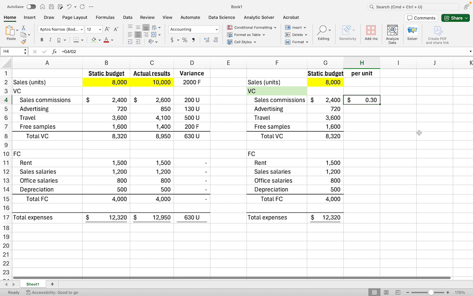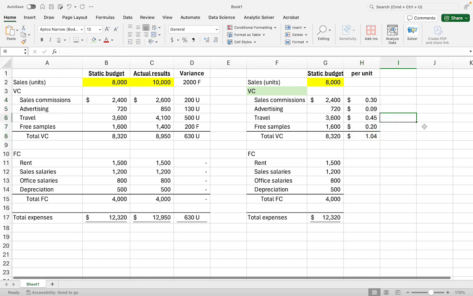Remember, variable costs are constant per unit, and they vary in total. So the fact that I'm budgeting $2,400 of sales commissions on 8,000 units, and I know that sales commissions are variable, means that there must be some per unit connection between the sales commissions and the sales. In fact, there's going to be that same connection between all of the variable costs and the sales. So I'm going to rinse and repeat this. Let me put in some dollar signs there to hold this constant, and then I can just drag and drop it.